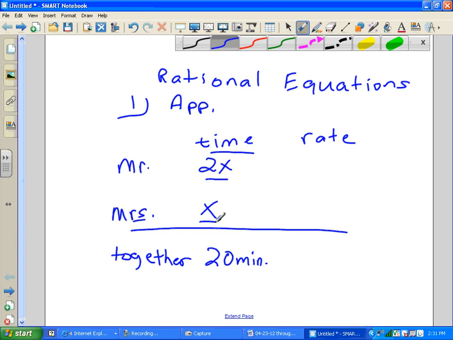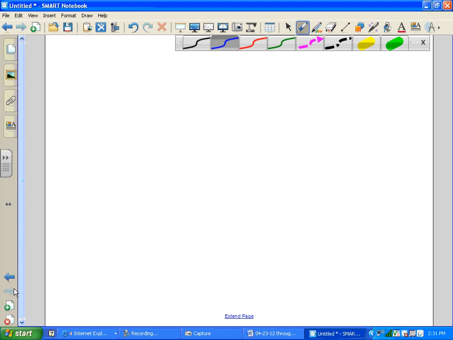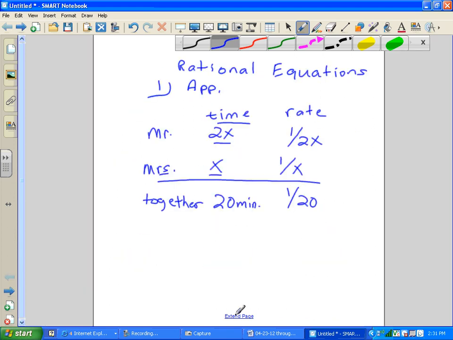Now, as for their rates here, we're referring to 1 yard. So we can say that Mr. Tatum mows 1 yard in 2x minutes. Mrs. Tatum mows 1 yard in x minutes. And together they can mow 1 yard in 20 minutes. I'm saying hours, I should probably be saying minutes here. So now, since they're working together, we can take those two rates and combine them. Combining the rates, we get 1 over 2x plus 1 over x equals 1 over 20.